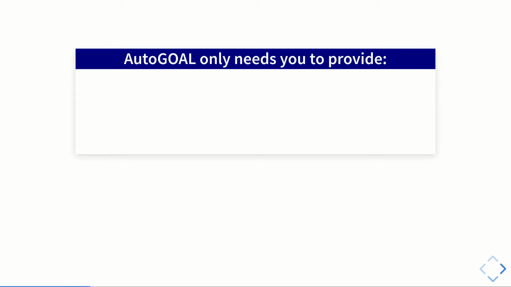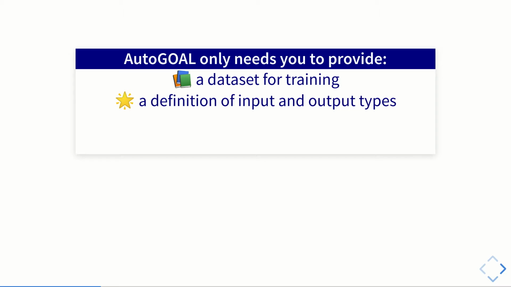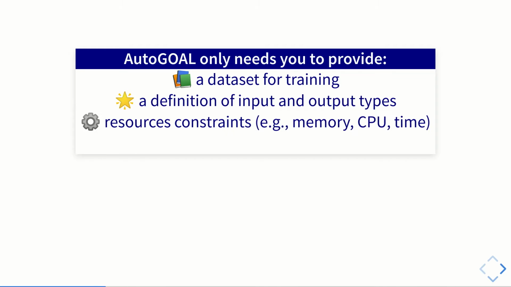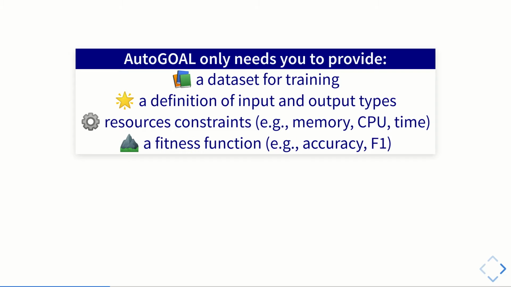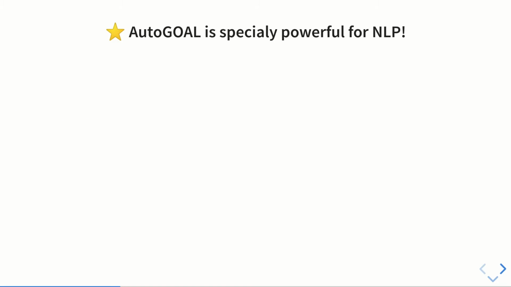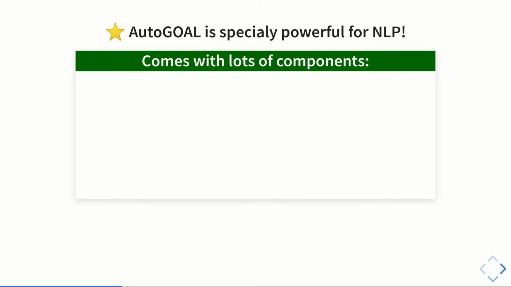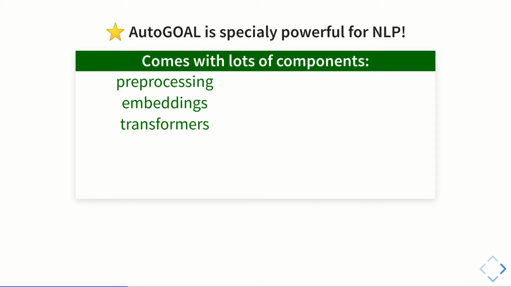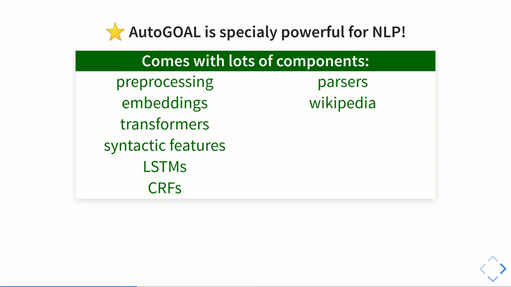To use AutoGOAL, you only need to provide a dataset for training, a definition of input and output data types, resource constraints such as memory or maximum time, and a fitness function. However, most of these are even optional and can often be inferred automatically. The AutoGOAL framework is especially powerful for natural language processing. It comes prepackaged with a lot of components from preprocessing, embeddings, transformers, neural networks, parsers, knowledge-based features, ensembles, and more.